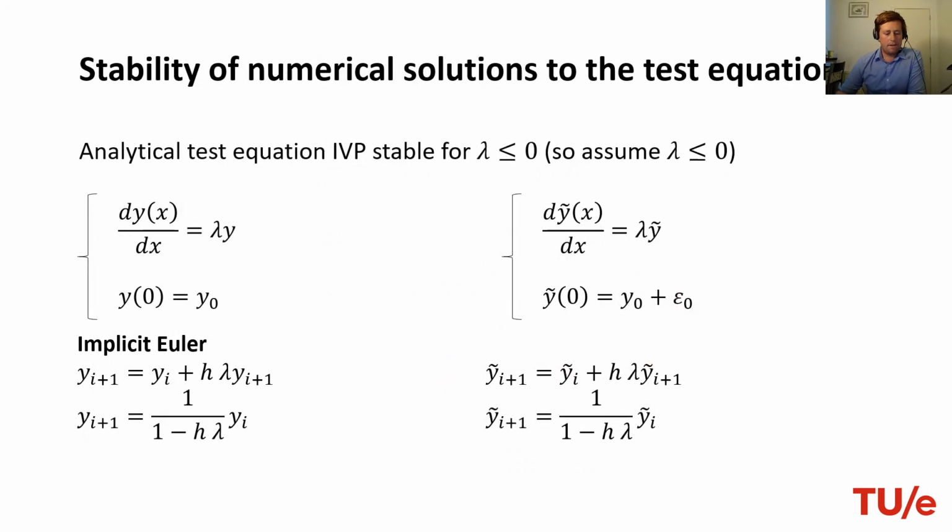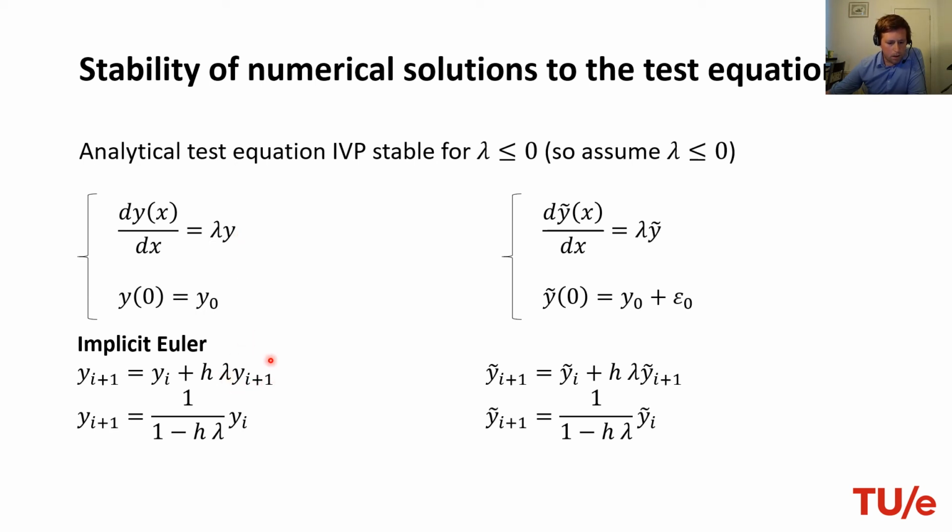Let's look at implicit Euler, because we used this previous example as a motivating example for the development of implicit Euler. Now, in implicit Euler applied to this equation, we have the slope that we use in order to update the solution, and the slope is evaluated at time step i plus 1.